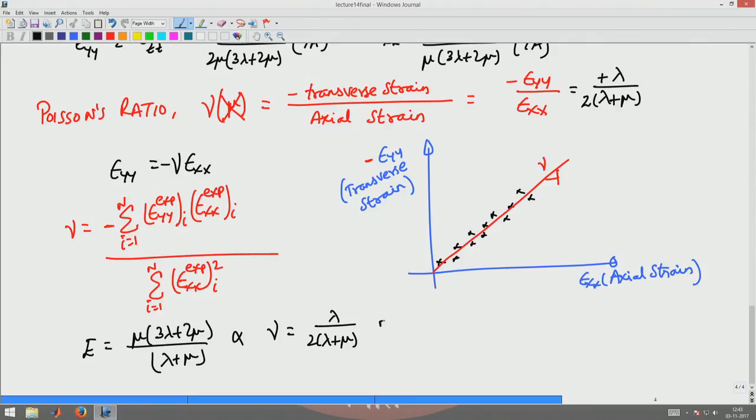Okay. From here you will find that, solving these two equations, I can express lambda in terms of the Young's modulus and Poisson's ratio as E nu by (1 plus nu)(1 minus 2 nu), and the Lamé constant mu would be E by 2 times (1 plus nu). Okay. So, you will get these expressions for the Lamé constants in terms of E and Poisson's ratio by solving these equations. Okay.